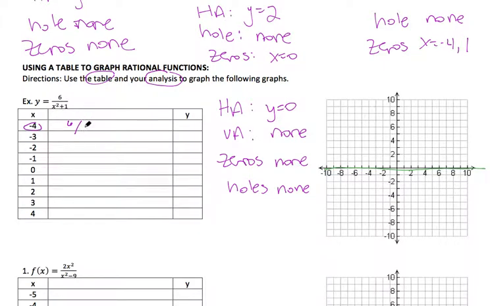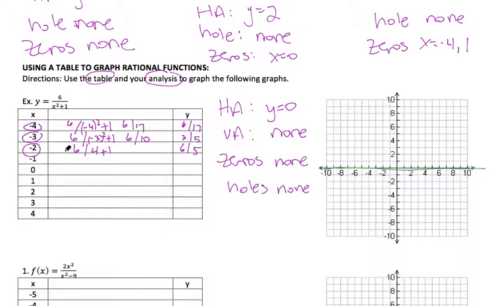So 6 is the numerator, negative 4 squared plus 1, and I get 6 over 17. You might not know what that is as a fraction, and I'll talk about that when we go to graph them. So 6 over 17. Then we're going to put negative 3 in here. So 6 divided by 9 plus 1, because that's negative 3 squared plus 1. So 6 divided by 10, which is 3/5. I put negative 2 in here: 6 divided by 4 plus 1, and I get 6/5.